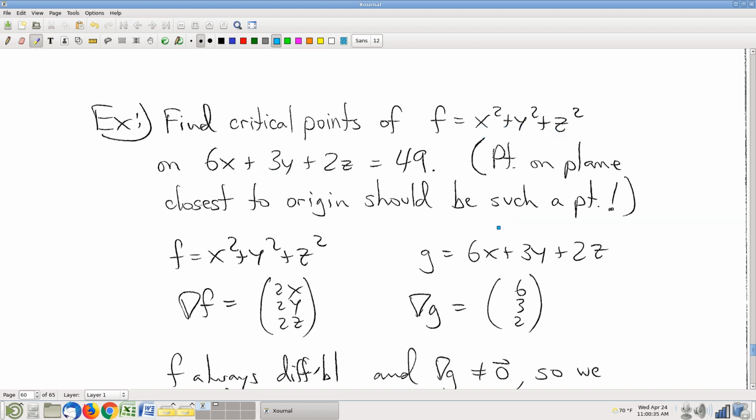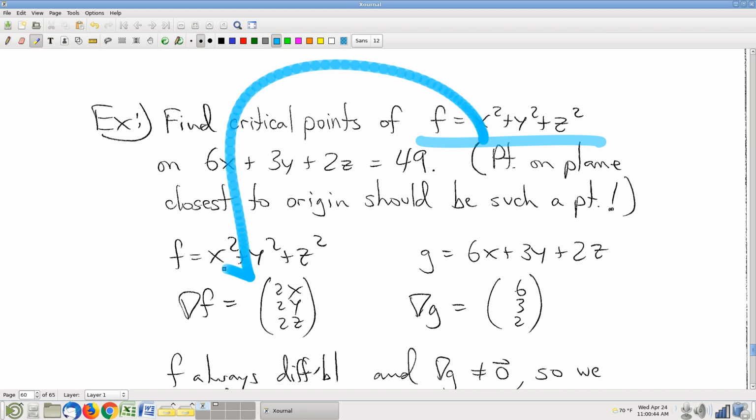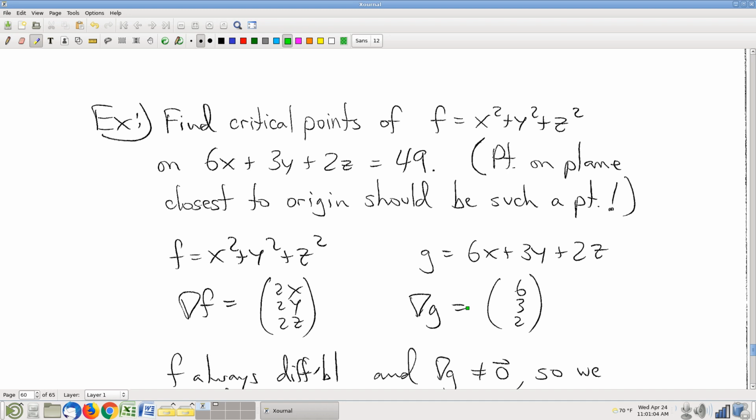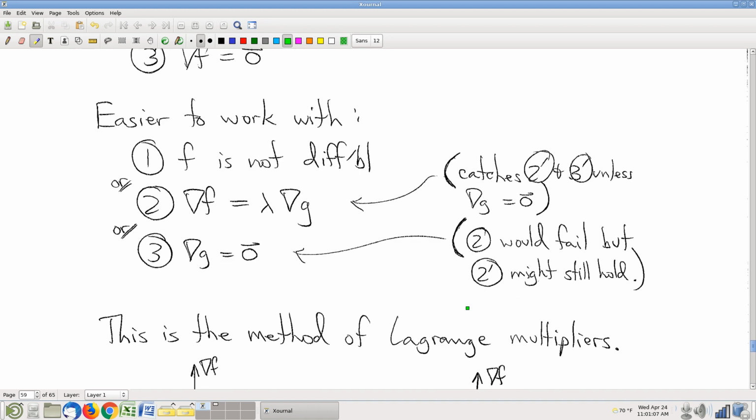Okay, all right. We have a constrained optimization problem. There's our objective function, and here's its gradient. Here is our constraint function, which I set equal to a constant to get the constraint. And there's its gradient. Okay, all right. Now we've got to go through the list of three conditions.